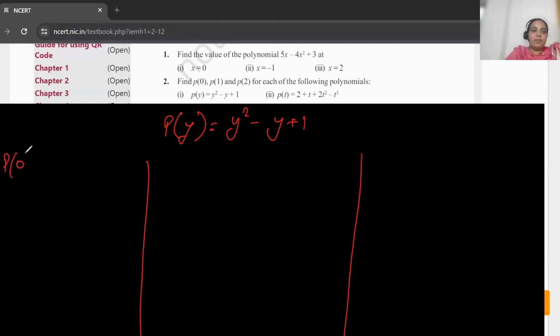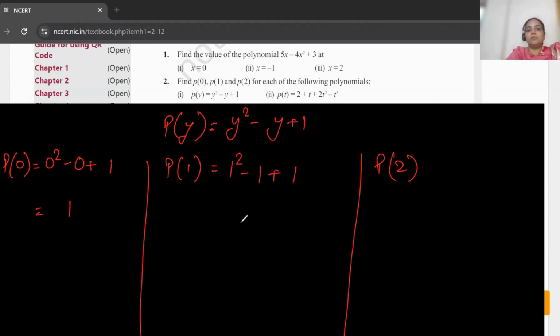Here I am finding p of 0, here I'll be finding p of 1, and here I'll be finding p of 2. Right? So for p of 0, everywhere where y is written, I'll put zeros: 0 square minus 0 plus 1. So the answer is 1. For the polynomial at 1, everywhere where y is written, I'll write 1. So that is 1 square minus 1 plus 1. So this got cancelled, answer is 1.